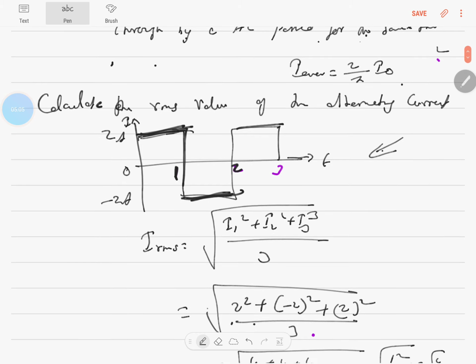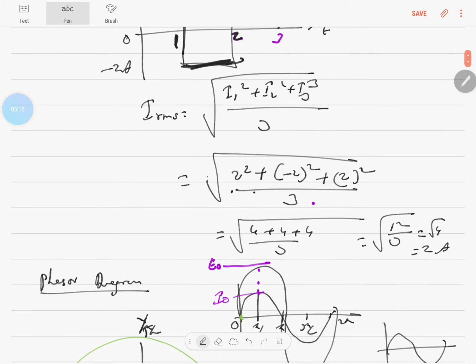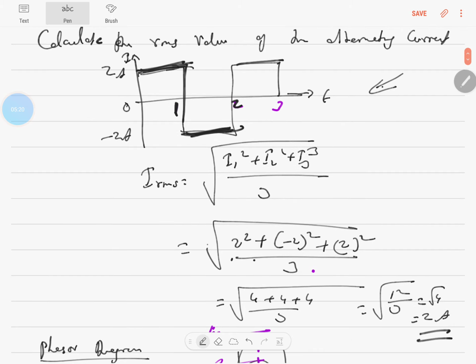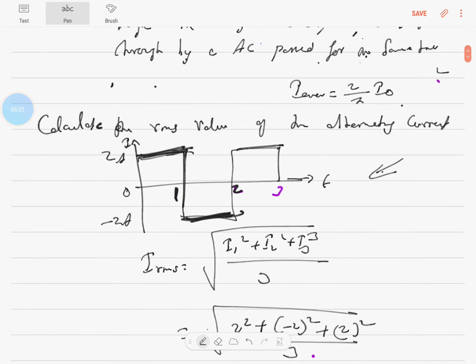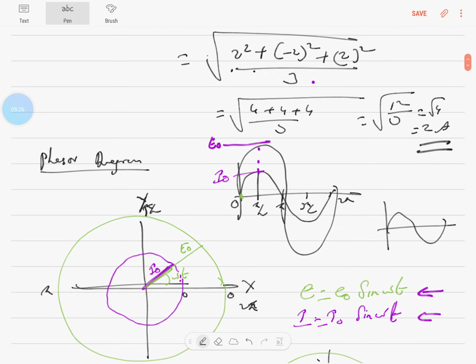So the IRMS value is the root of I1 square plus I2 square plus I3 square by 3, which is 2 the whole square. The negative side is minus 2 the whole square, but it doesn't matter, it becomes positive. Plus 2 the whole square by 3, thus you get 2 amps to be the IRMS value of the current. Incidentally, this is the same as the current that is specified in the graph too, but the RMS value is 2 amps. So next, what is the phasor diagram?